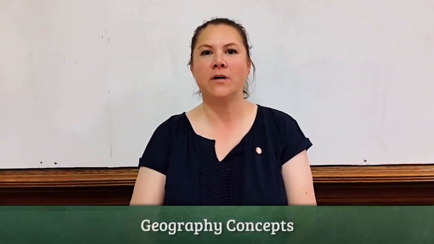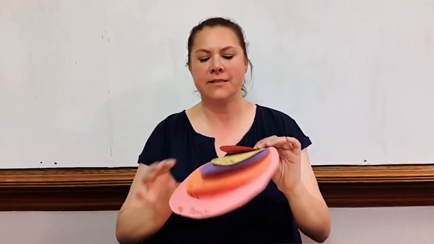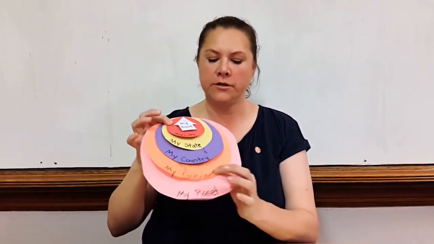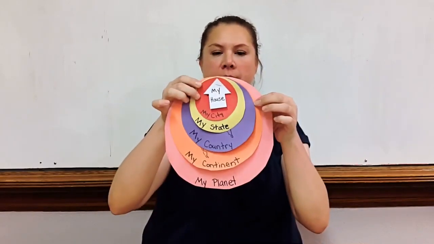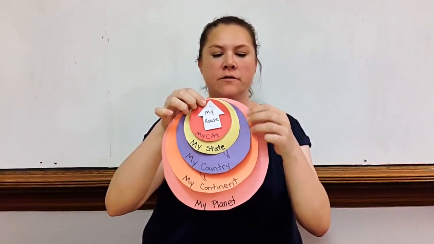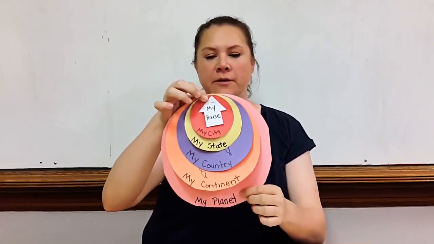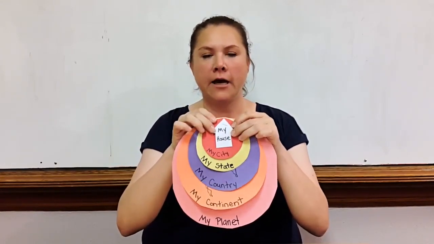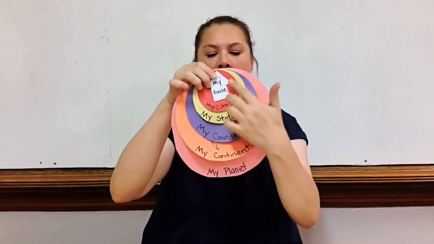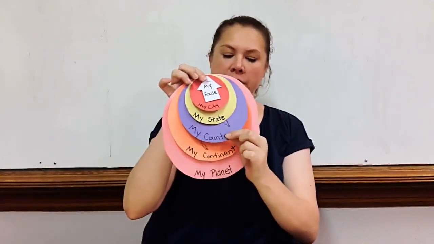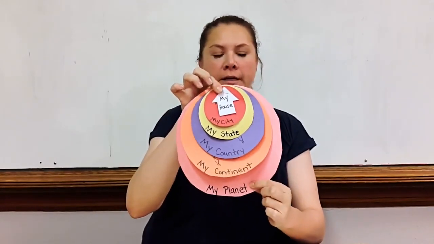Hi, this is one lesson I use to teach geography to my kindergarten students. What I did was I took 6 sheets of paper, 1, 2, 3, 4, 5, 6, and they're just circles, and they get smaller and smaller or larger and larger, whichever way you want to read it. The first one is my house, and what I'm doing is I label each circle. So I have my house, my city, my state, my country, my continent, and my planet.